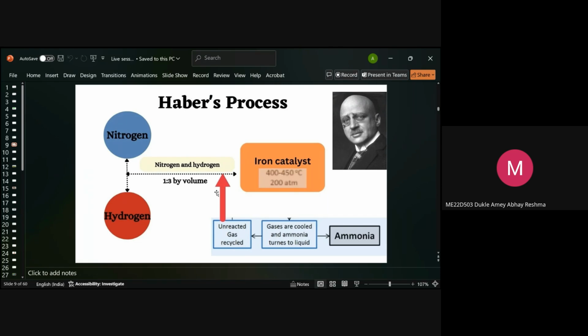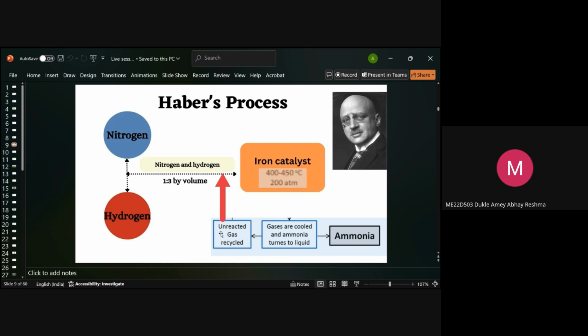So basically, this is the process from which nitrogen and hydrogen are combined, and using iron catalysis, ammonia is generated. This is what he got the Nobel Prize for as well. This is a very basic process in agriculture, because, as you all may be knowing, NPK are the major fertilizers. So ammonia is one of the major fertilizer components in agriculture. So the Haber process must be known by people who have any insights into agriculture.